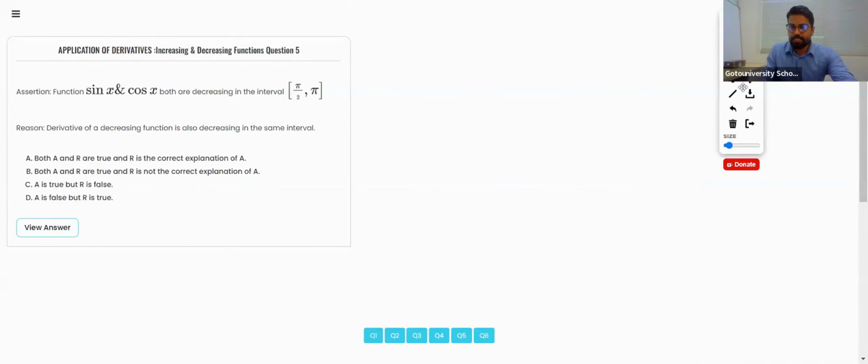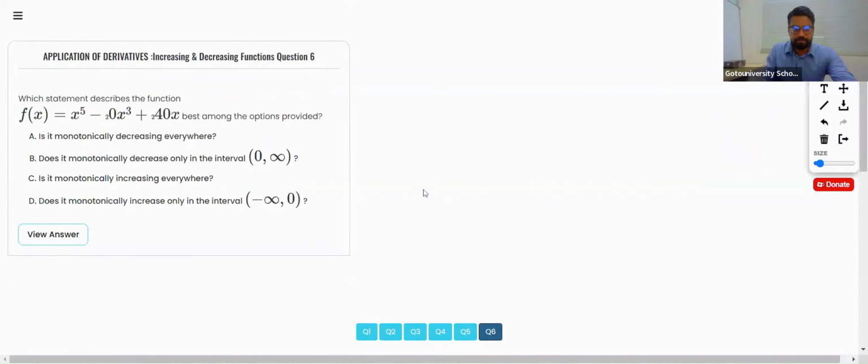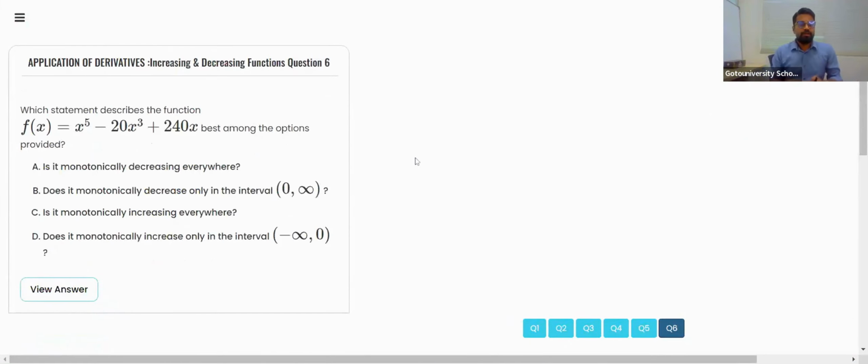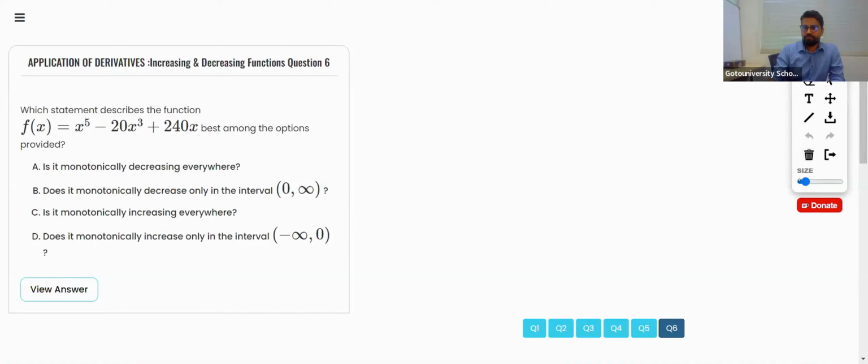Okay, let's go for the last question in this section. So what is this? We have to choose the right option here. F of x is given by x power 5 minus 20 x cube plus 240x. Is it visible? Let me increase the size. Which of the following are right?